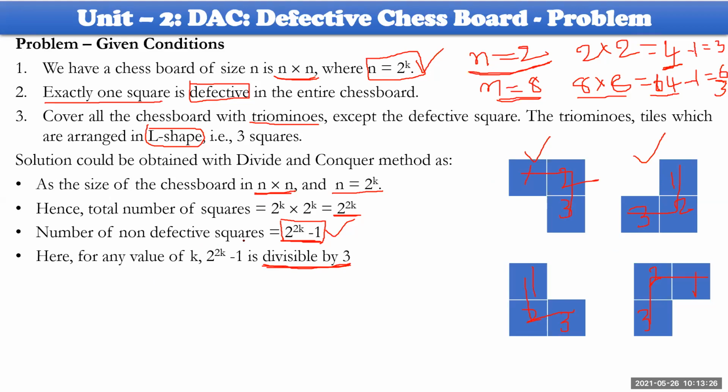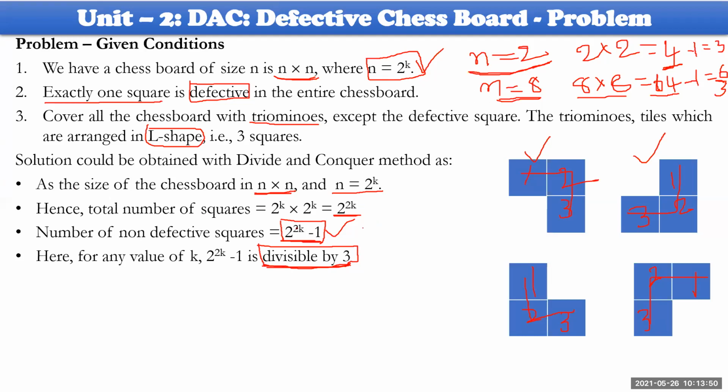So therefore, we have to examine whether it is divisible by 3 or not. If it is divisible by 3, yes, you can cover all the non-defective squares with triominos. If it is not divisible by 3, you cannot cover, because 1 will be left over. And one more thing you need to remember here.